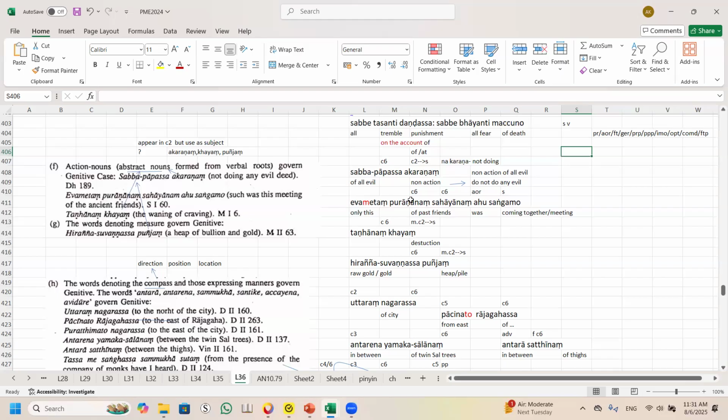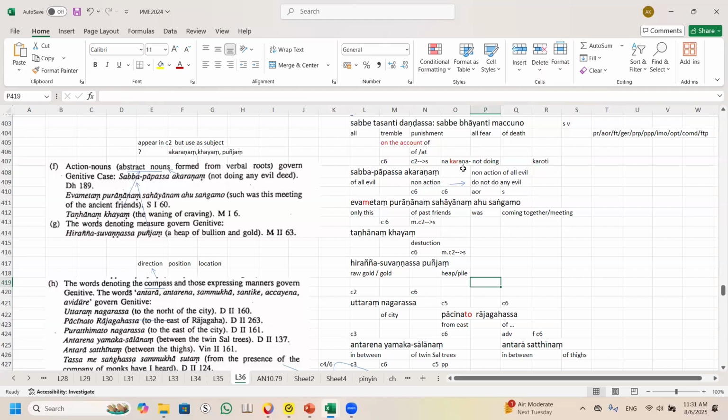So this is a noun. This is not a verb. The verb is karoti. You know the verb is karoti, which comes from the root ka. So this one should have ana, and the root is ka. So ana is added.